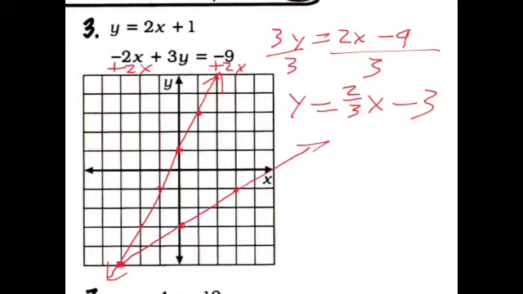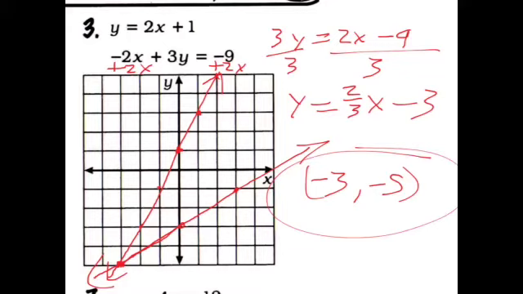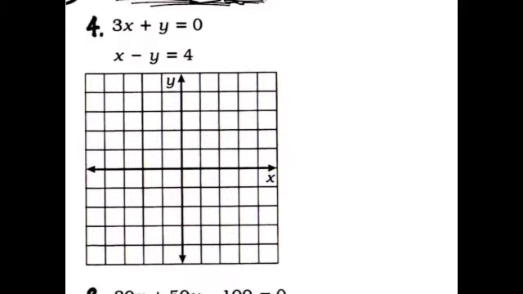There's our points. Draw your line, graph it, and this point right here where they cross is our solution. And that's the point -3, -5. So now I got my other point, and it's just like that. Let's move over to number 4.